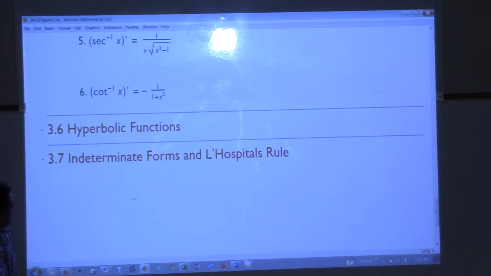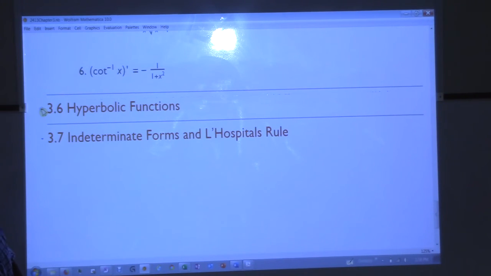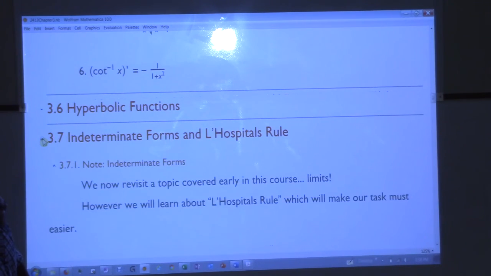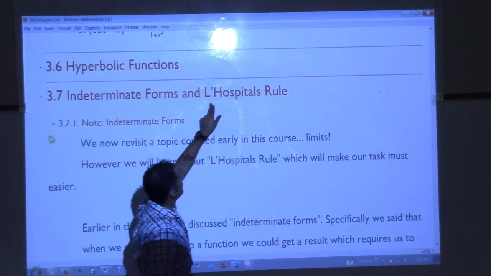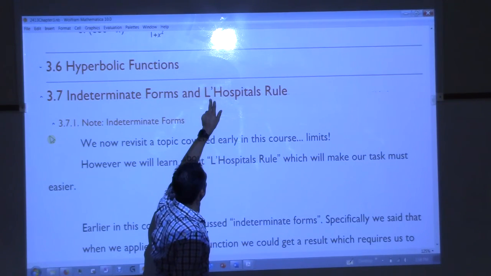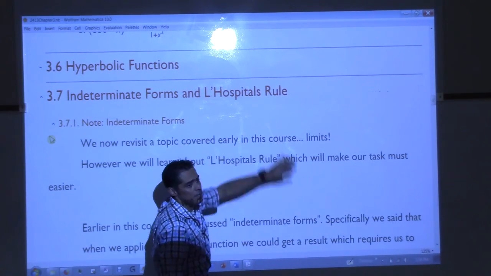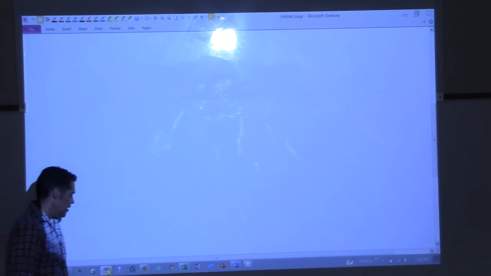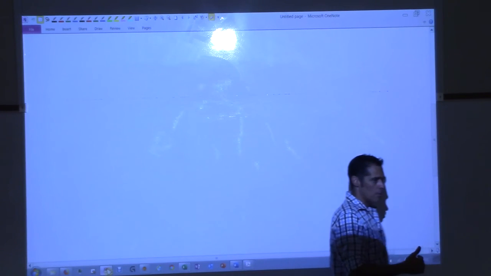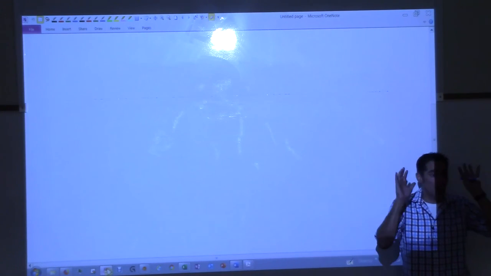This is one of the best sections in the book. So see hyperbolic functions here? I'm not covering these. That'll be in Cal 2. So we are going to talk about indeterminate forms and L'Hopital's rule. This looks like it's spelled hospitals, but it's L'Hopital. L'Hopital. All right? So we're going to talk about L'Hopital's rule, but we first need to talk about this thing called indeterminate forms. So we're going to go back right now and talk about limits.